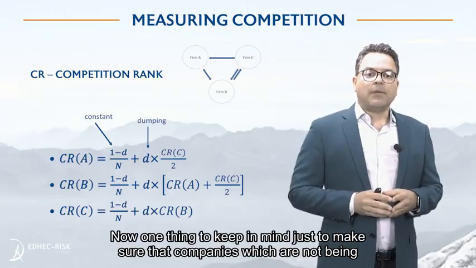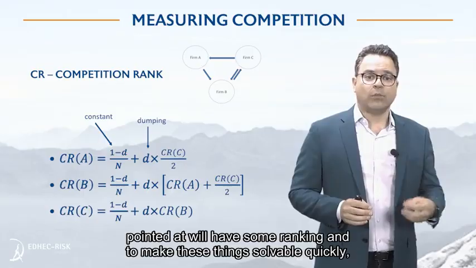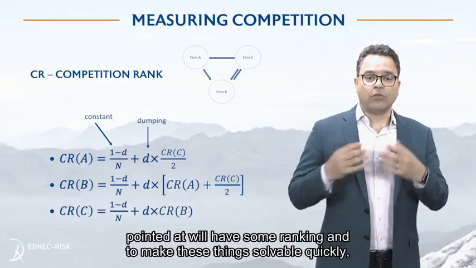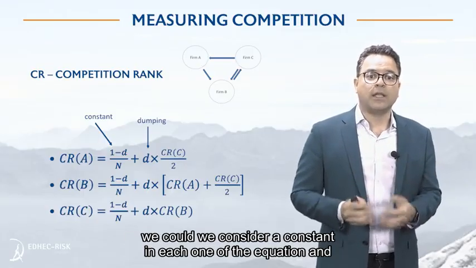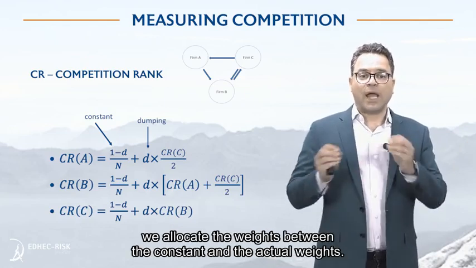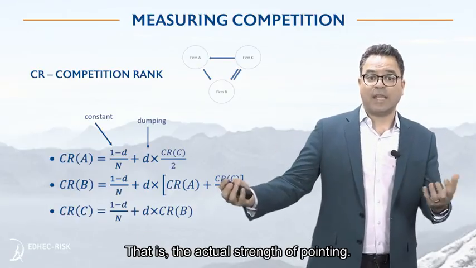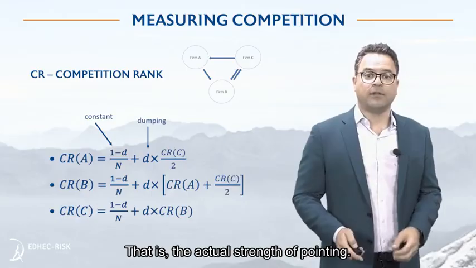Now, one thing to keep in mind, just to make sure that companies which are not being pointed at will have some ranking, and to make these things solvable quickly, we consider a constant in each one of the equations, and we allocate the weights between the constant and the actual weights, that is, the actual strength of pointing.